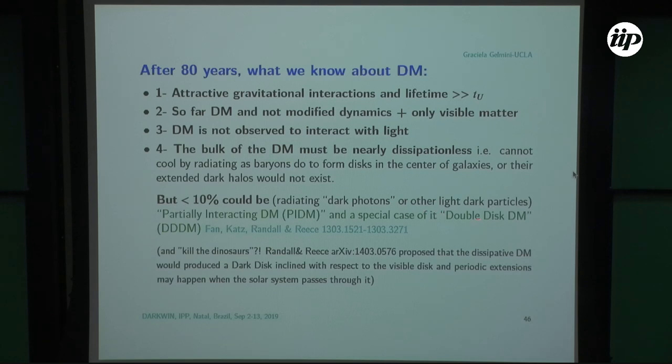A special case of it is double-disk dark matter, in which you will always form a dark matter disk, which may be inclined with respect to the baryonic disk. And there was even this very fun idea that maybe the periodic extinction happens when our solar system goes through this dark disk. In any case.